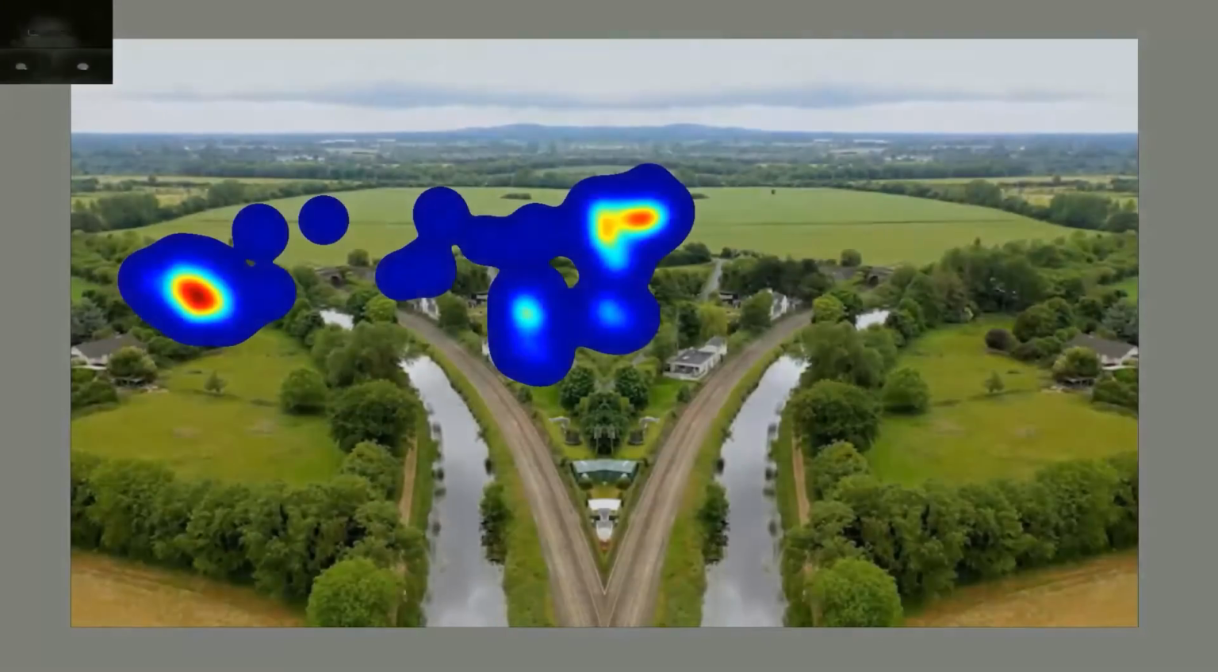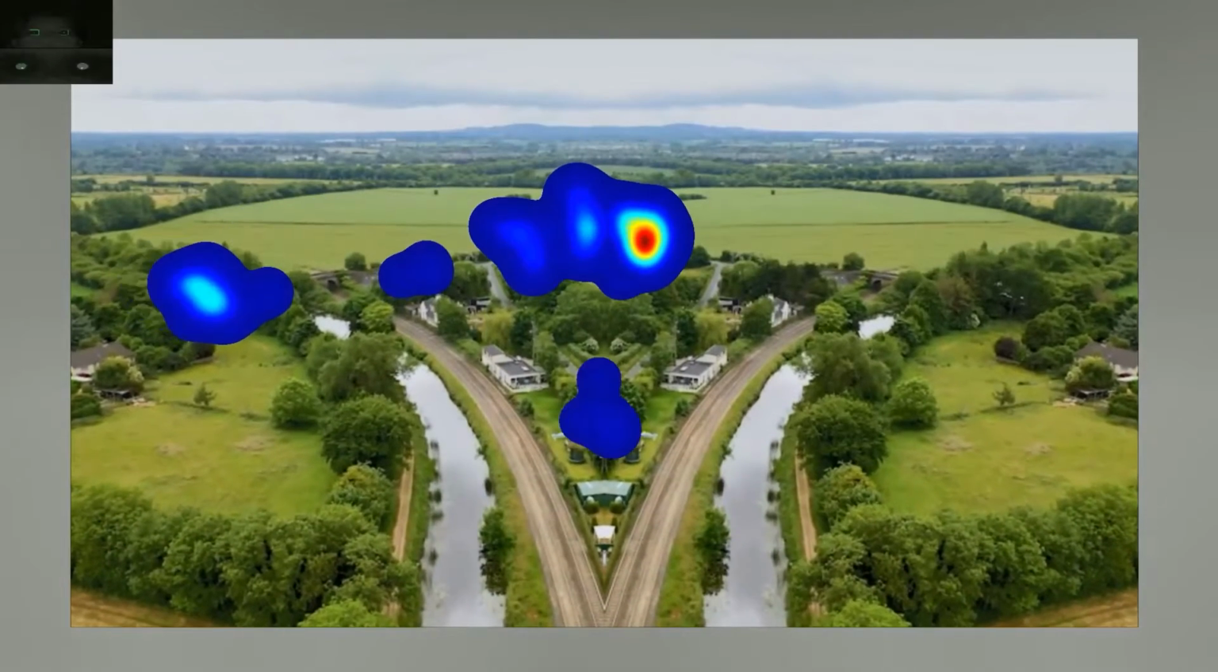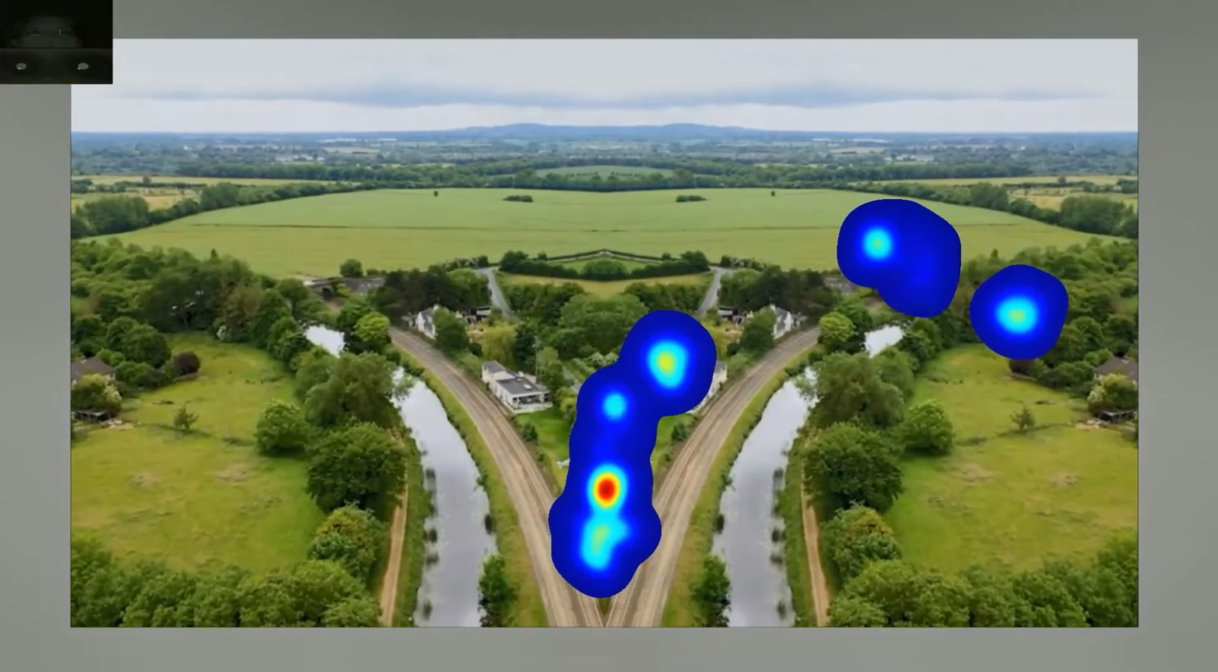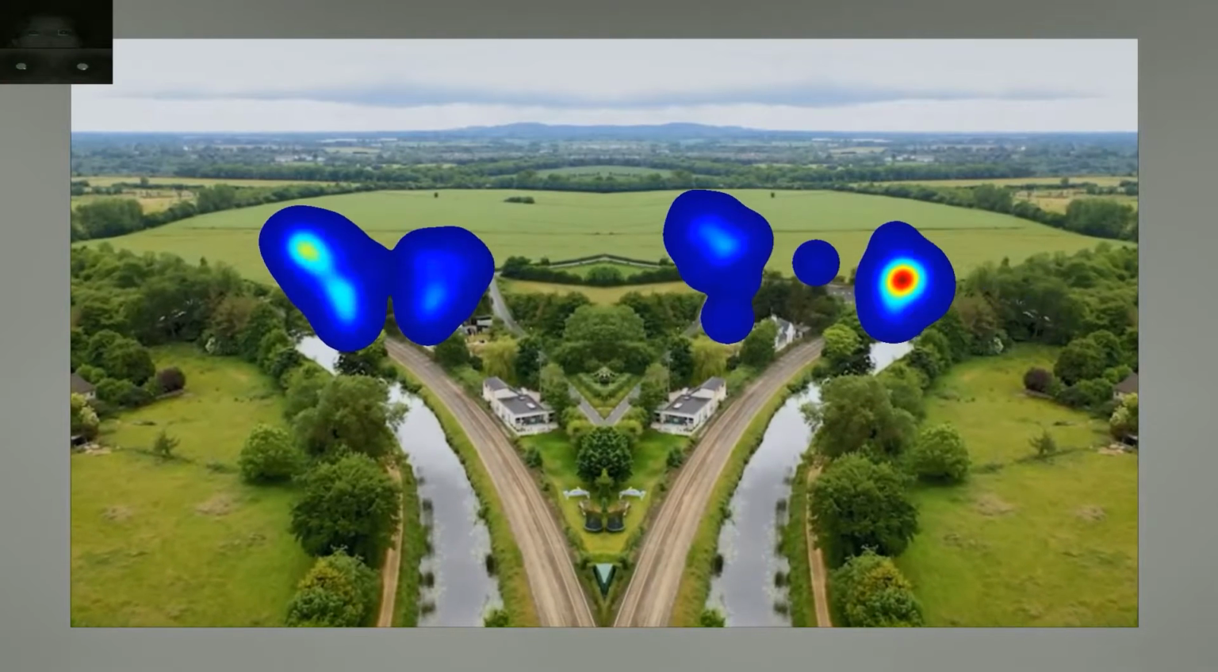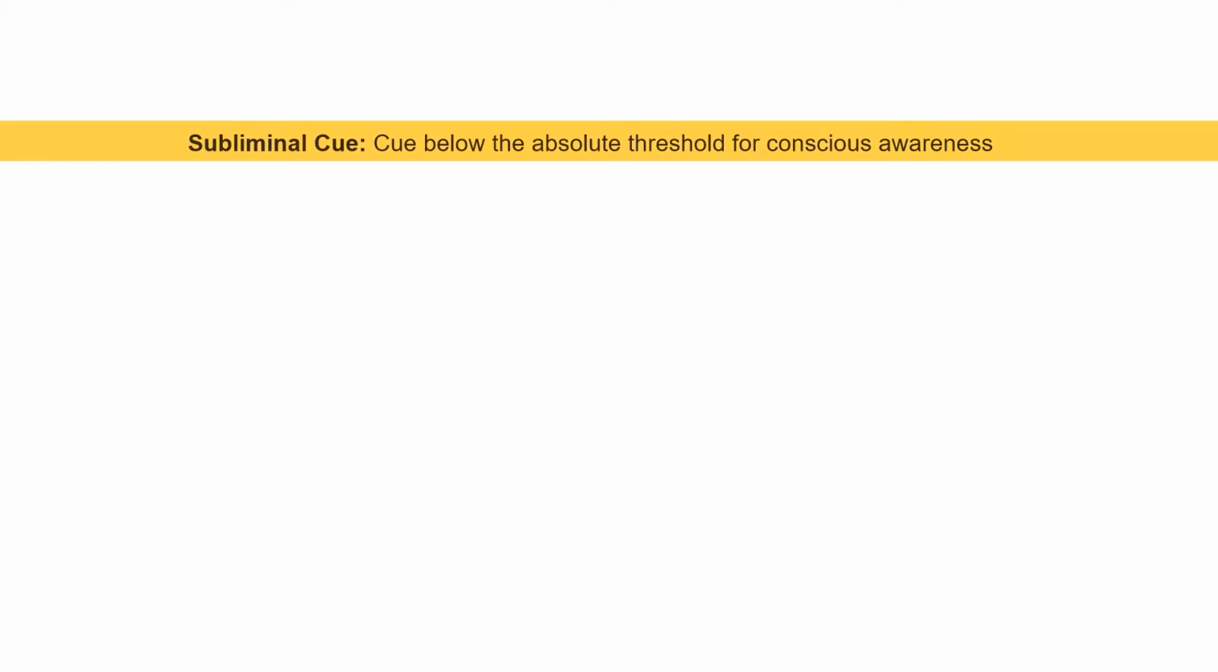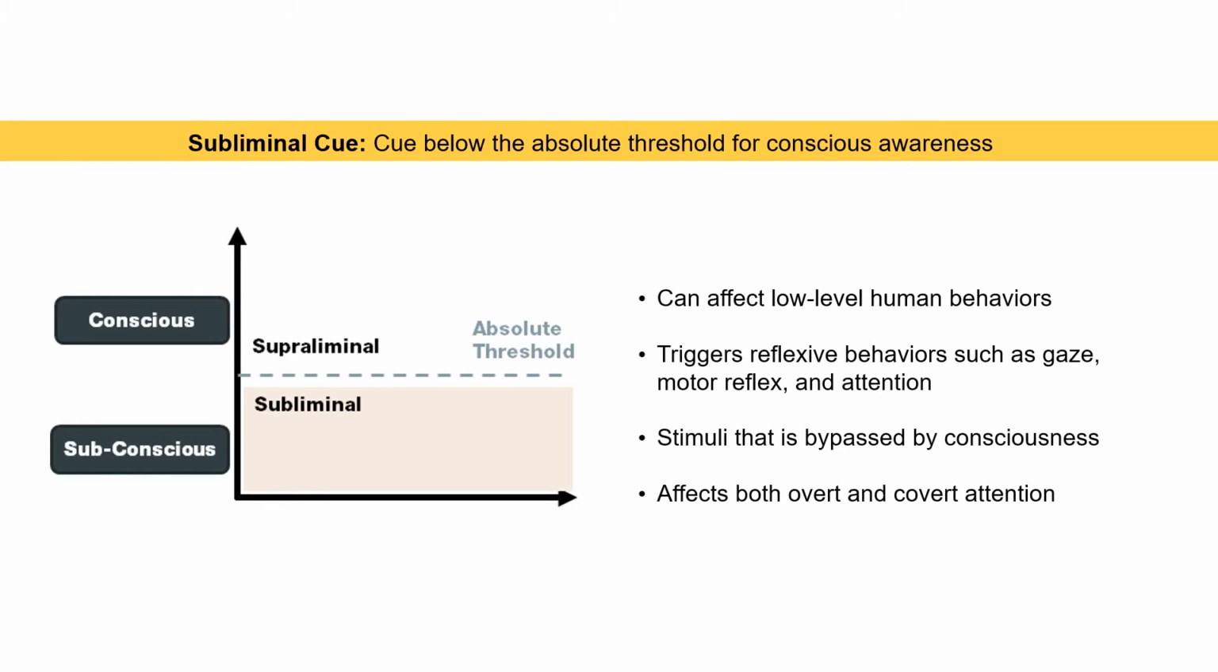This study proposes the utilization of subliminal cues to guide spatial attention and a novel approach of its application on videos. A subliminal cue is a stimulus below the absolute threshold, and therefore below the awareness of the observer.